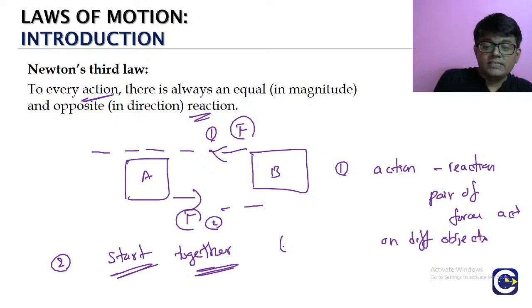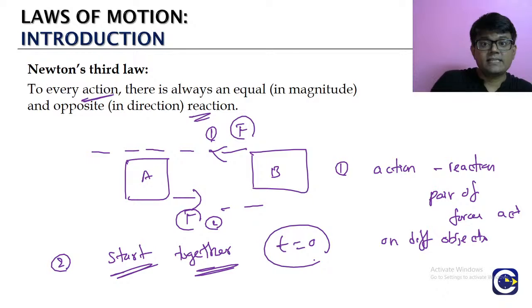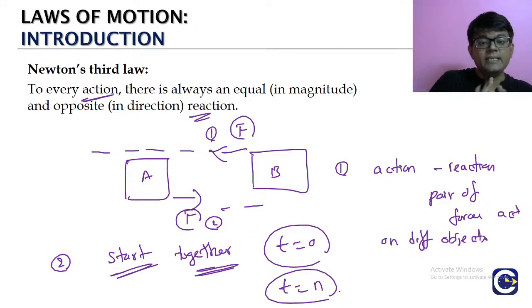If we consider t equal to 0 as the starting time, both of them are going to start together. And if they are ending, say at t equal to n, both will also end together. So they will be existing for the same amount of time. So one thing is, they will not act on the same object, and they will be starting together and also ending together.